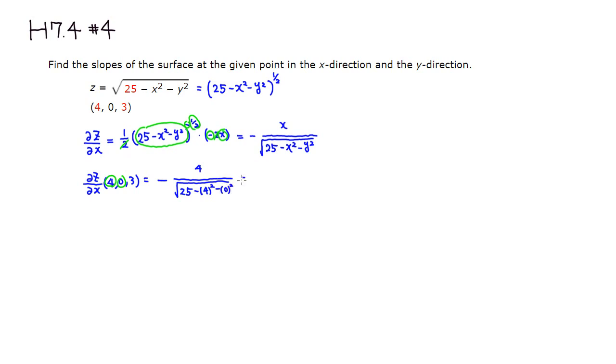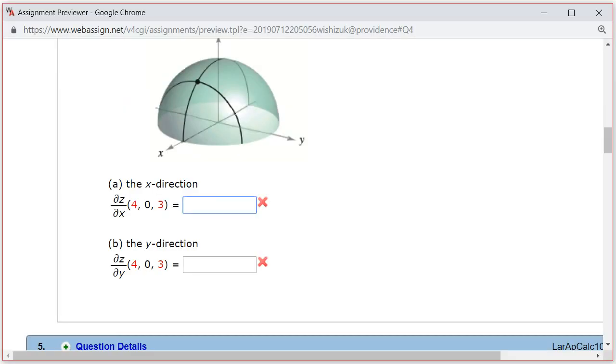So this is going to be equal to negative 4 over, 25 minus 4 squared is 16, so 25 minus 16 would be 9. The square root of 9 would be 3. So the value is negative 4/3. Let's type it in. So we got negative 4/3. All right, let's check the answer.